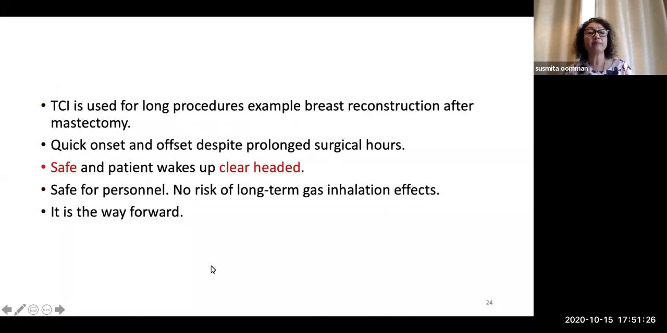So as I said before, TCI for long procedures, breast reconstruction after mastectomy, quick onset, offset despite prolonged hours. It is safe. Patient wakes up clear-headed. It is safe for the personnel. There is no volatile, no side effects, no risk of long-term gas inhalation. So this is the way forward. That's where we are heading now, towards total changeover from the previous to the newer technique now.